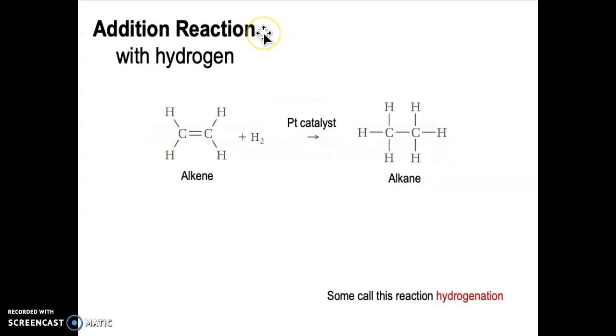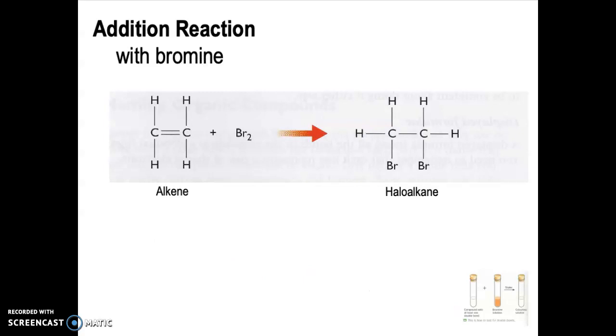This is an addition reaction because it involves the breaking of the double bond. Some people also call this hydrogenation, but you don't need to. The second reaction is this one here, where you're reacting bromine water. Now, you do need to know that bromine water is like an orangey brown colour. When it reacts with the alkene, again the double bond breaks and one bromine adds to each of the carbons.